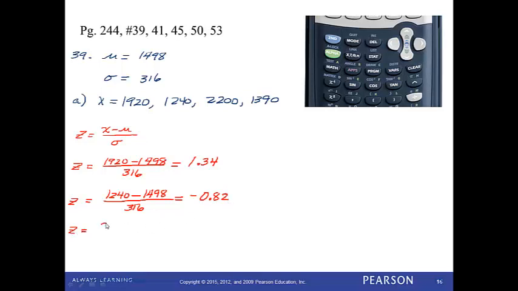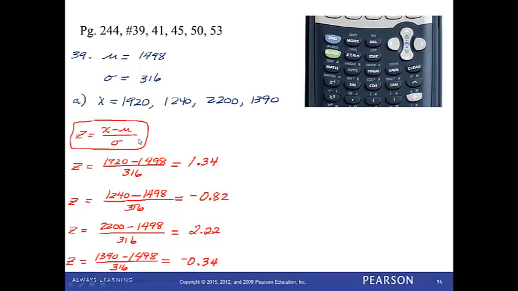And then for the third, we have 2200 minus 1498 all over 316. This one should give us 2.22. And then for the fourth, we have z equals 1390 minus 1498 all over 316. And we should get negative 0.34. Okay, so remember, an x value can be transformed into a z-score using the following formula.